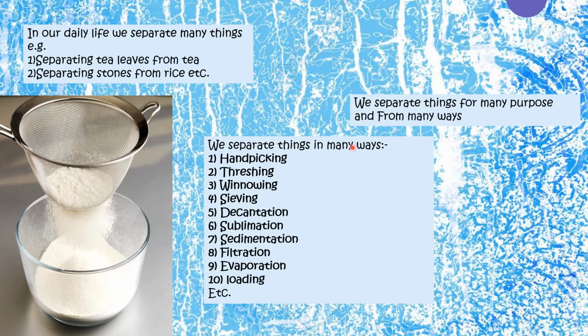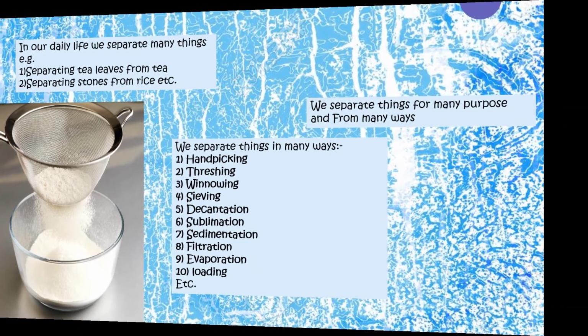So we separate things in many ways: hand picking, threshing, winnowing, sieving, decantation, sublimation. There are lots of them. We separate things for many purposes and in many ways. We'll discuss them in this whole presentation. First, we should learn the basic things.